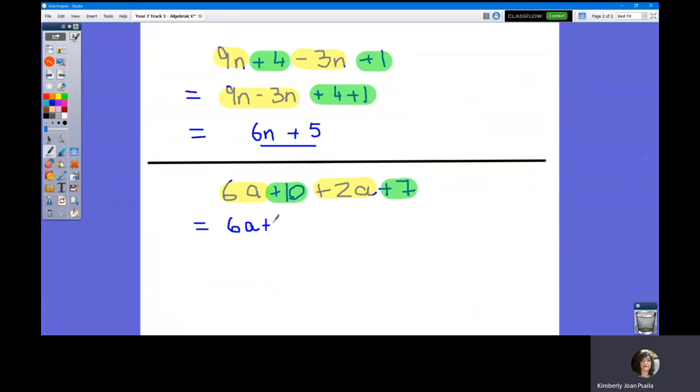So we have 6a plus 2a plus 10 plus 7. Okay, so if you see here, I have regrouped the like terms, the a's and the values, the constants, together. Okay, and now we need to simplify. So 6a plus 2a gives us 8a. Positive 10, positive 7 gives us positive 17. And there you have your final answer.